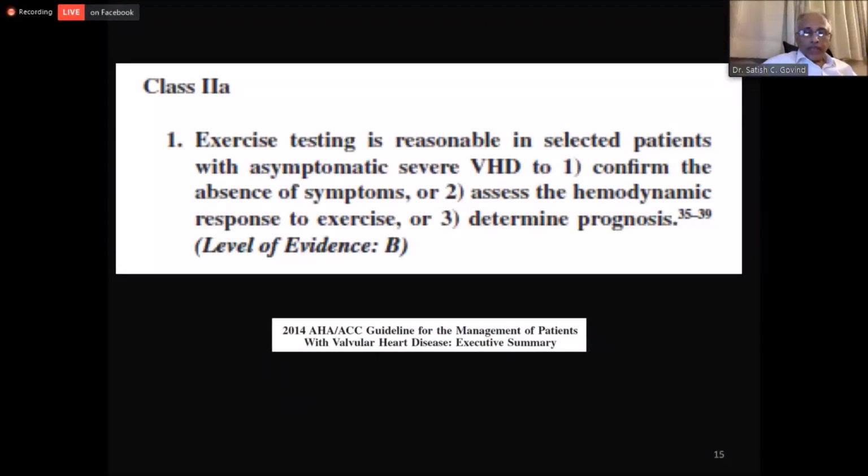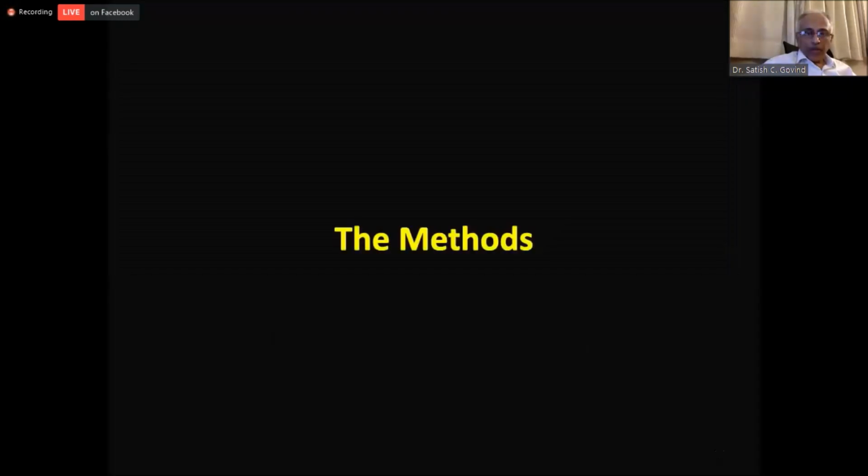As far as exercise testing, it's a very niche area. The data is still unfolding, but it's coming more and more into prominence. I have limited experience in this, but there are some institutes doing a lot of exercise testing. This is to look at symptoms and their mismatch, look at hemodynamics and mismatch, and also to determine prognosis. It can be both exercise echo, which is preferable, and in some areas dobutamine can also play a role.